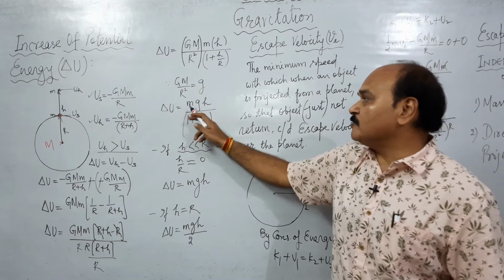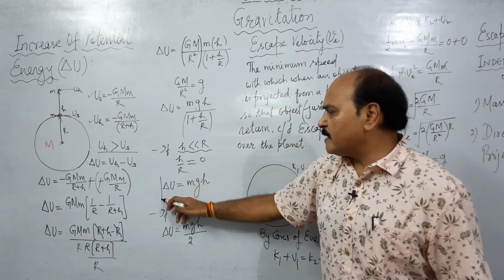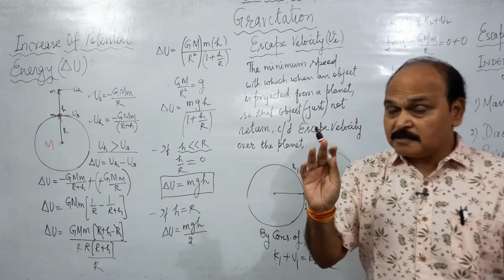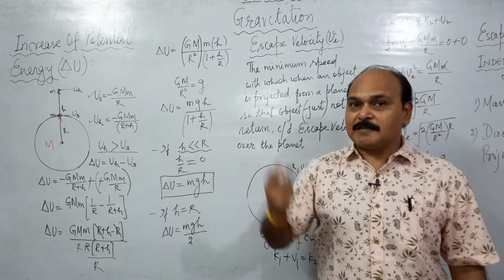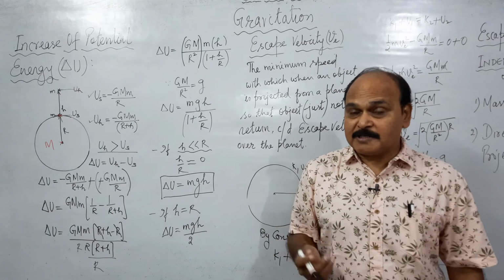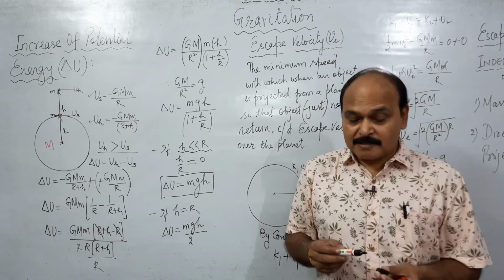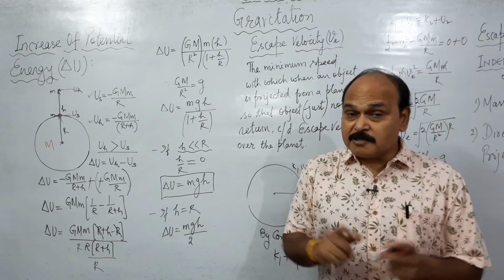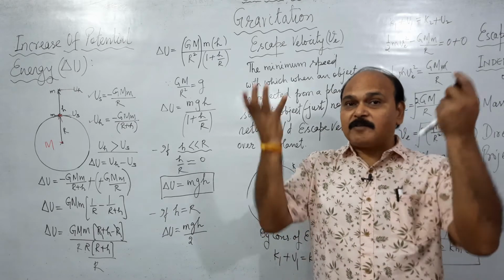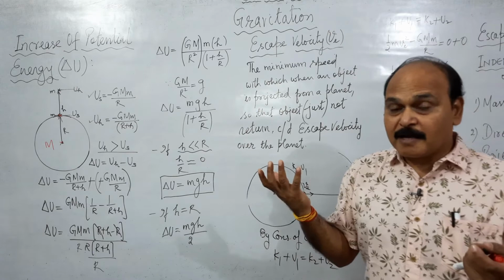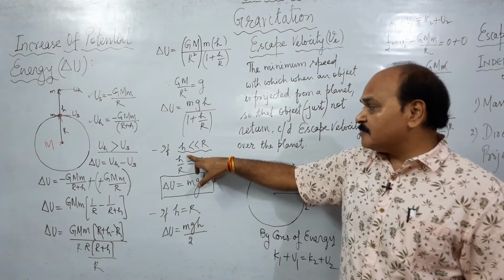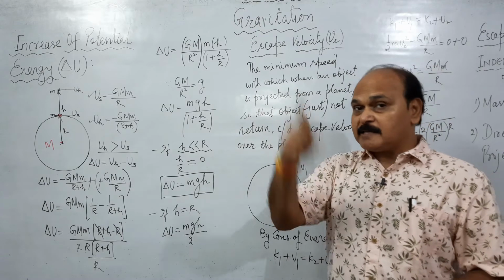So what do we get? Delta U is equal to mgh. So what is this mgh? This mgh is not potential energy. This is the increase in potential energy. So the formula we have been using as mgh is not the formula of potential energy. It is the formula of increase of potential energy. And that too when the object moves by distance h, and h is much smaller than R, the radius of the planet.